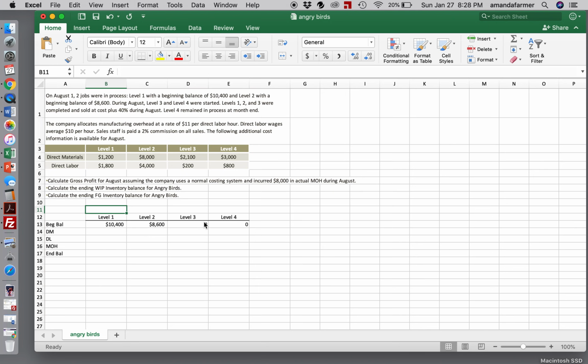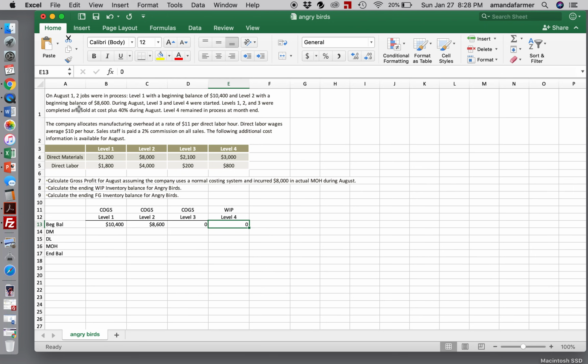So here we're told Levels 1, 2, and 3 were sold. That means that their costs for all of those have made it all the way to cost of goods sold. And then we're told that Level 4 remained in process at month end. So its ending balance is going to appear in work in process. And then for next month, September 1st, that ending balance for Level 4 would become the beginning balance for Level 4. But we're focused here on August.